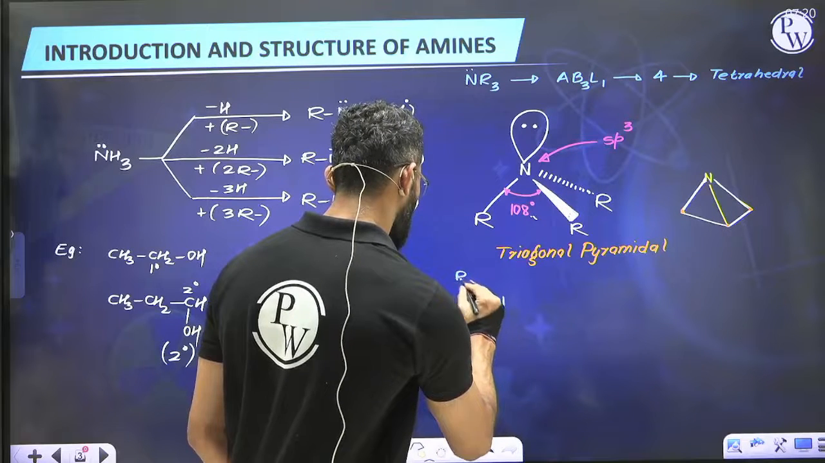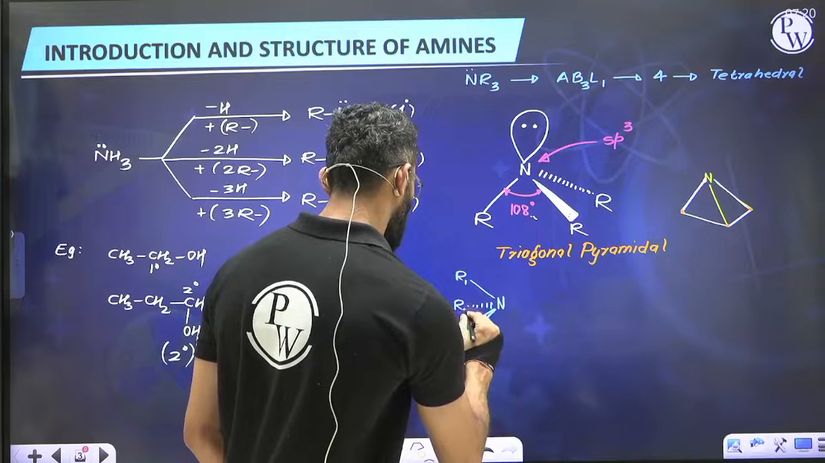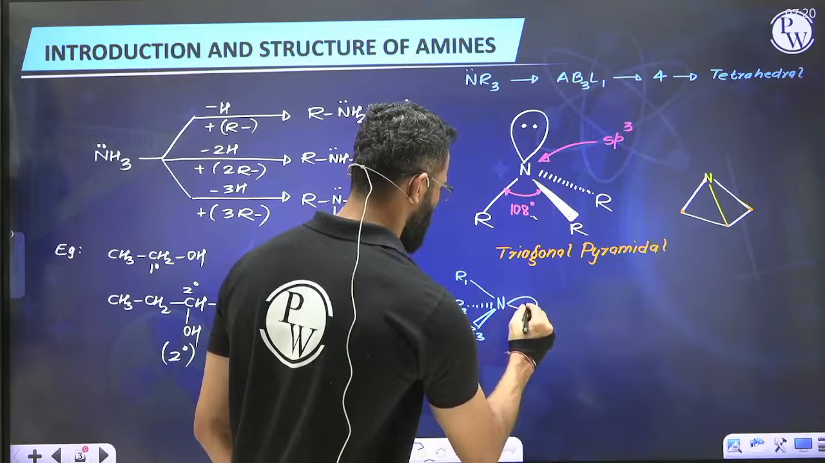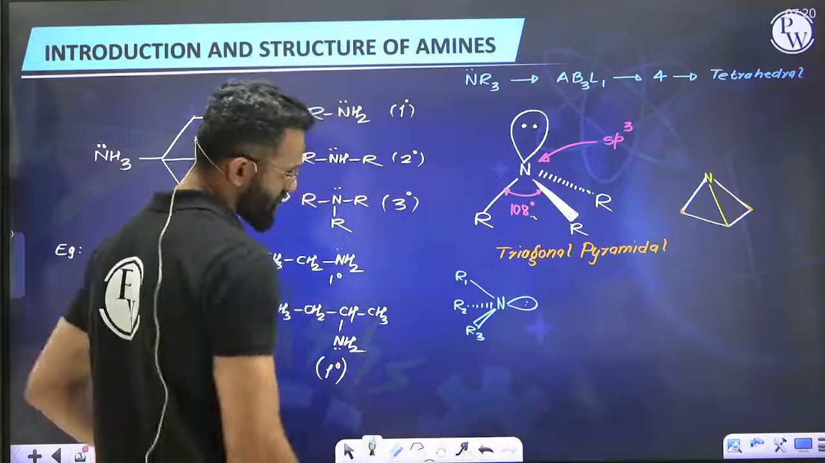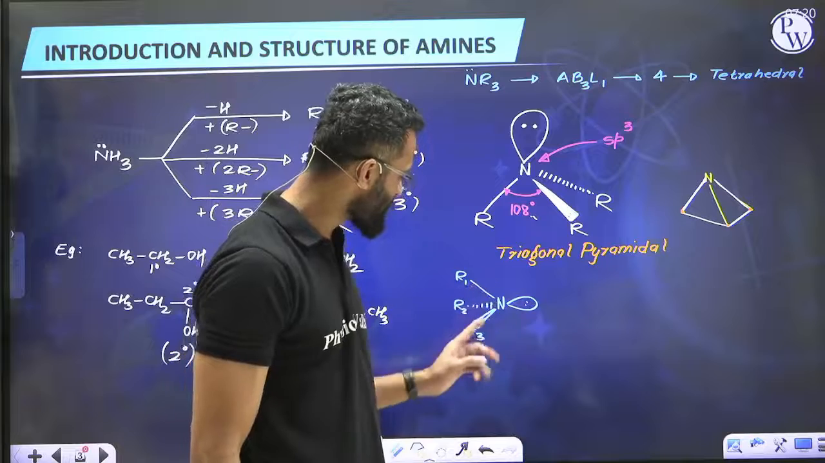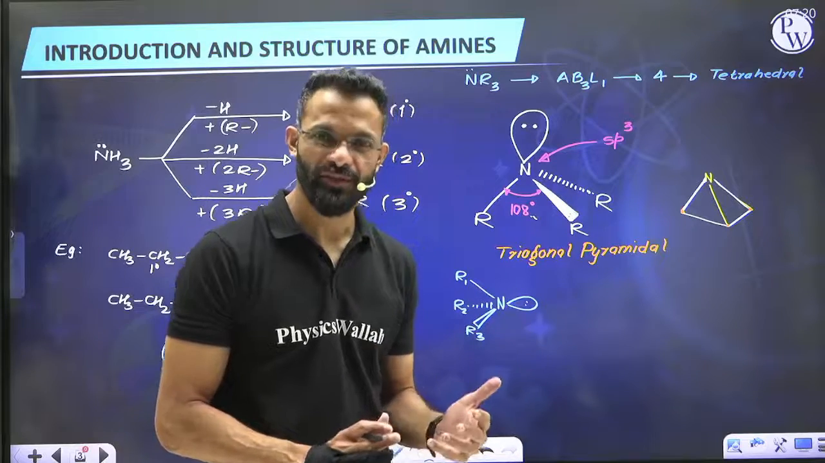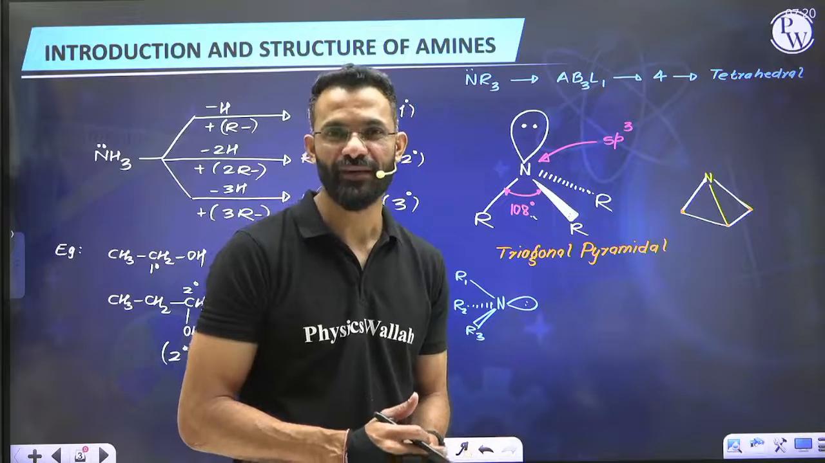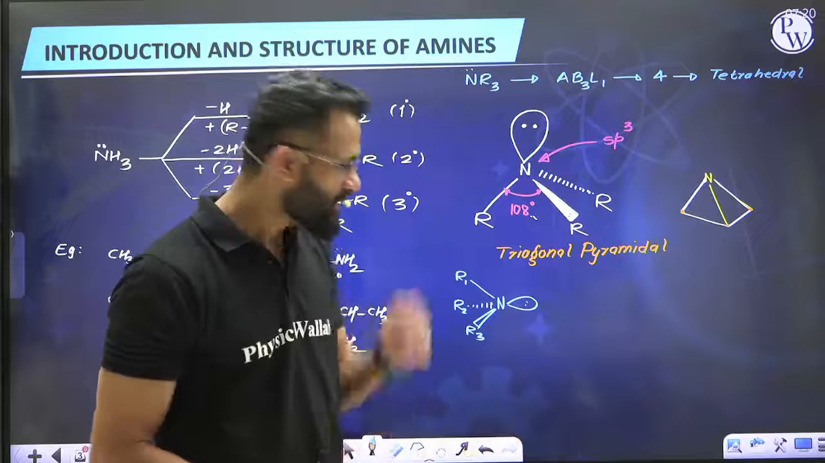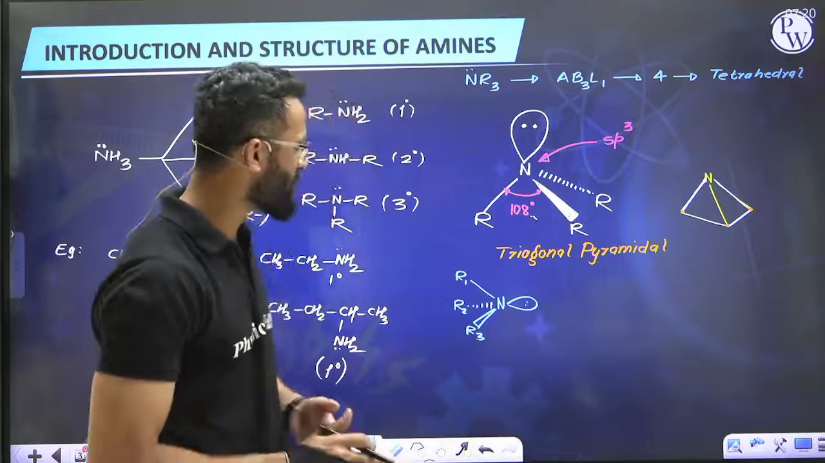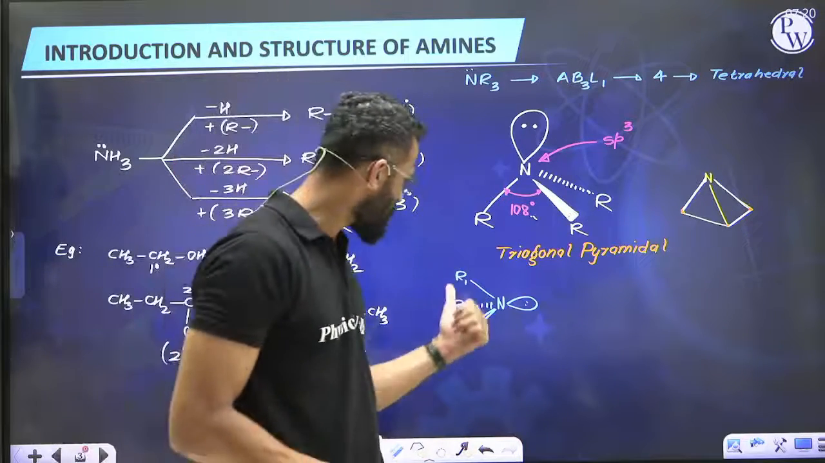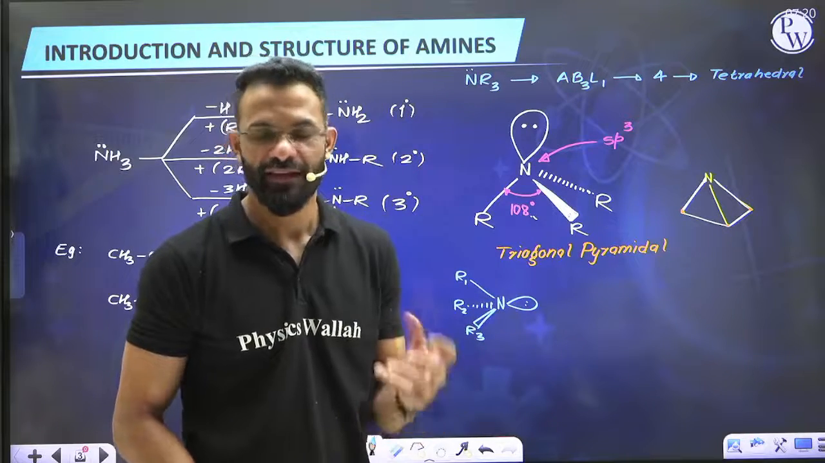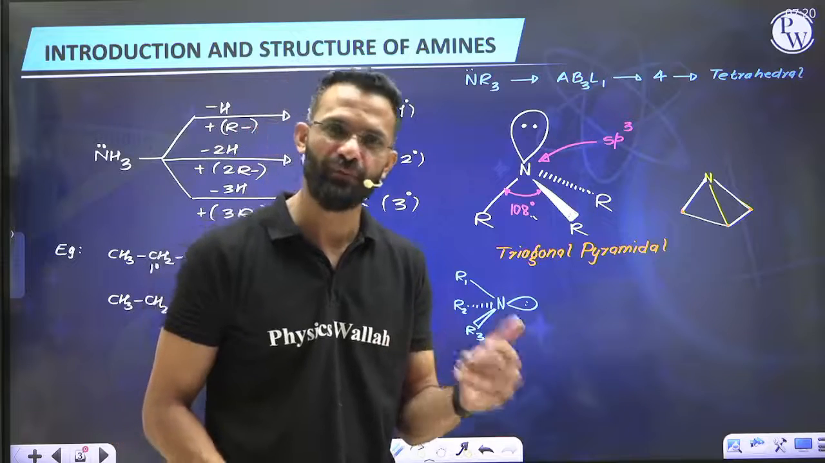Let's call this R1, R2, and R3, carrying 1 lone pair. If you look at such a nitrogen atom, all the 4 valencies are satisfied by 4 different groups. 3 of them are alkyl groups and 1 of them is the lone pair, which is also considered to be satisfied by a different valency, let's say, right? So when you talk about lone pair and bond pair, here since all the 4 valencies are satisfied by different groups altogether, in fact the lone pair is also considered as one of the hypothetical valencies.